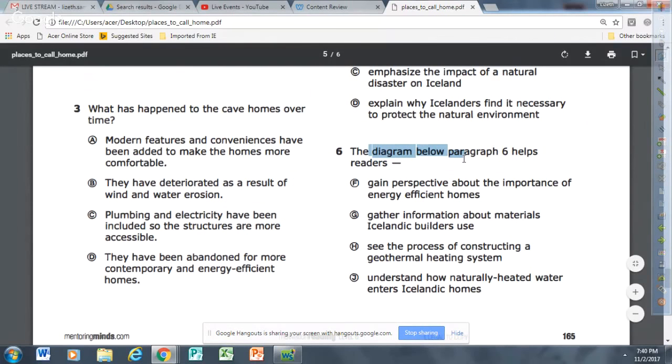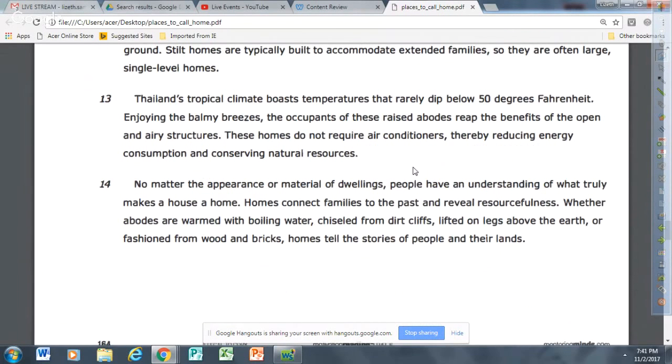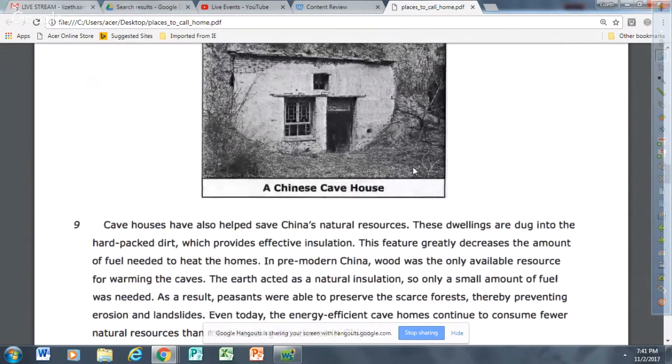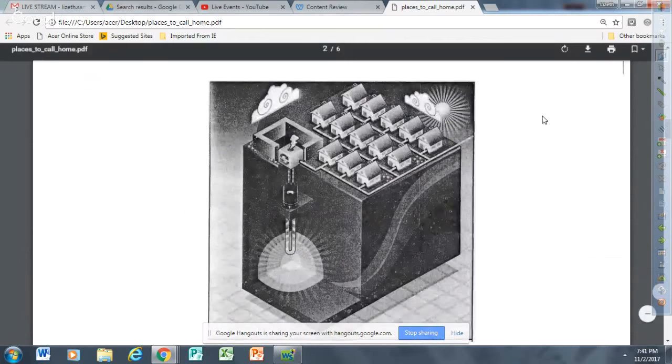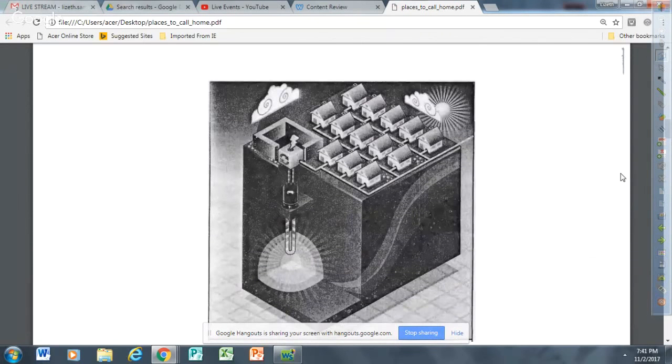Okay, so look at the diagram below the paragraph. If you look at the diagram below the paragraph, again, it helps the readers. We're looking at the purpose of that diagram. Why did they put that diagram there? And if we go all the way back, here is the diagram. Why did they put this picture here?